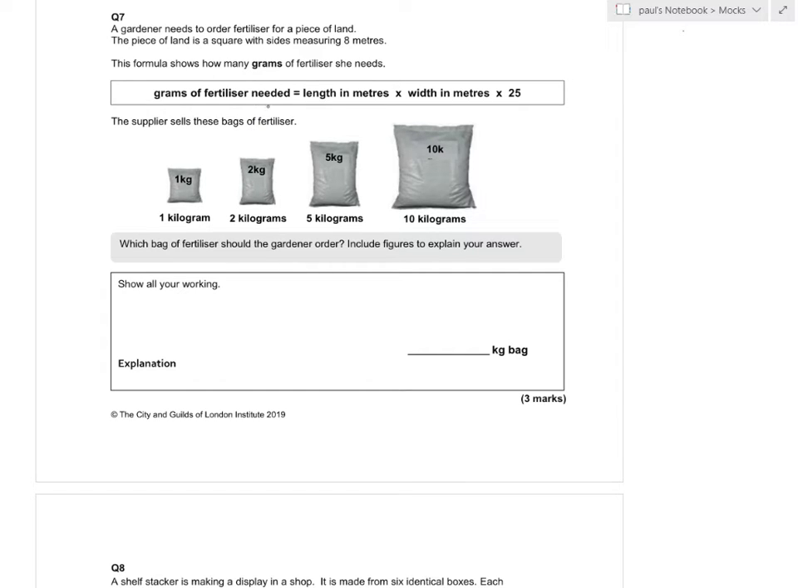Right, there is a formula to find out what the grams of fertilizer is needed. The length times the width times 25. There's a square with sides measuring 8. Which bag should he buy? So we've got the grams of fertilizer equals 8 times 8 times 25, which is 1,600 grams. Oh, it's in kilograms. All the bags are in kilograms. Divide that by 1,000, 1.6 kilograms. So he's going to buy a 2 kilogram bag.